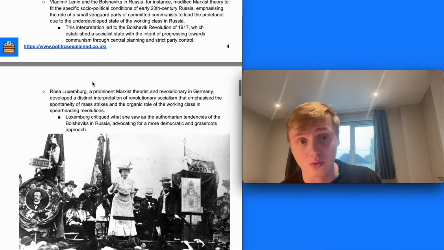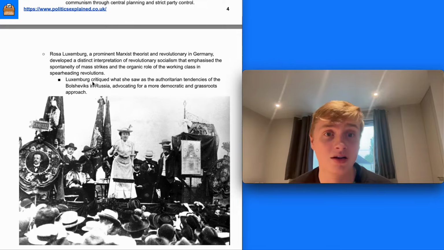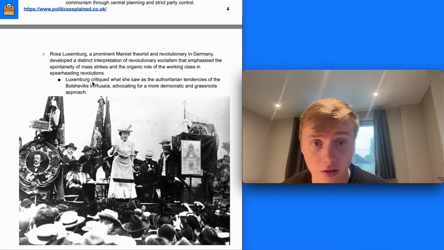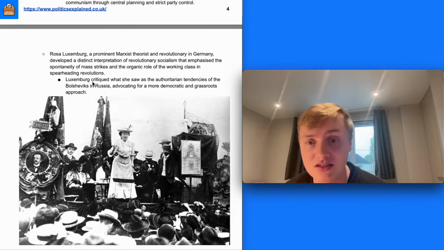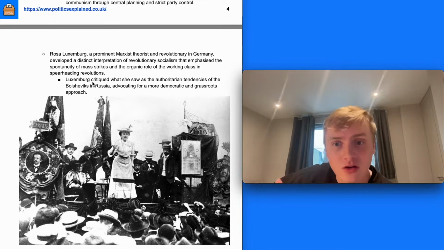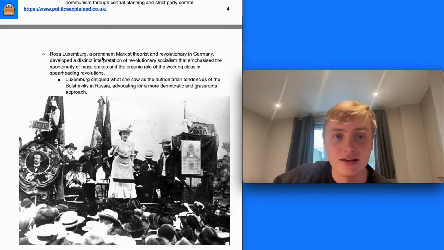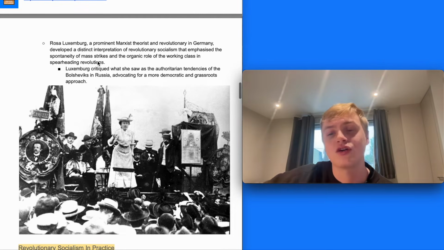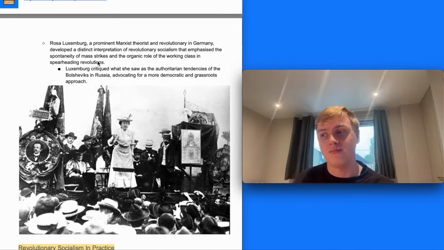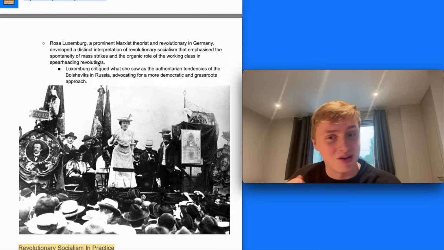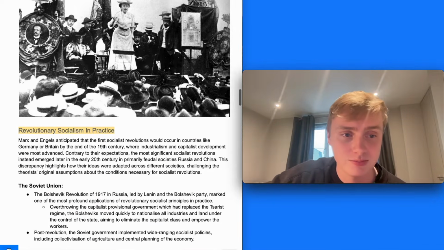Rosa Luxemburg, who's one of the key thinkers, was a prominent Marxist and revolutionary in Germany, and she developed a distinct interpretation of revolutionary socialism that was very consistent with Marx and Engels, but really emphasized mass strikes and the organic role of the working class in spearheading the revolution. So the role of trade unionism, striking, and collective action in doing so. And she critiqued those Bolsheviks. So what you see is revolutionary socialists, Marx and Engels are very much revolutionary socialists, and you'll see these different interpretations of revolutionary socialism from others.